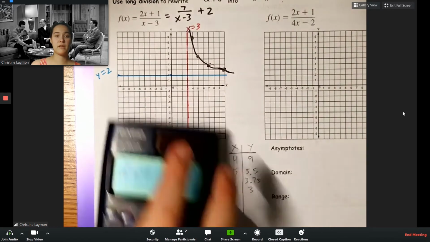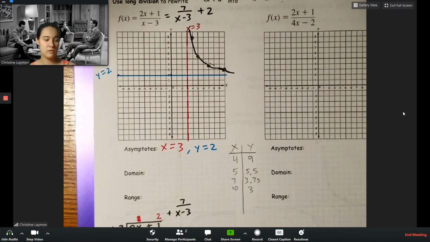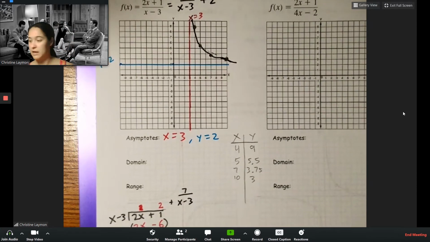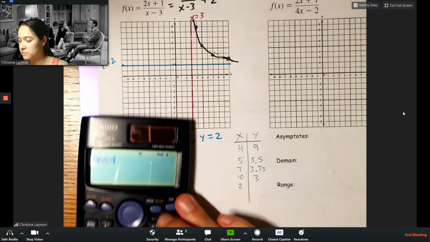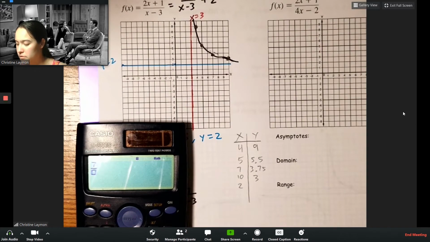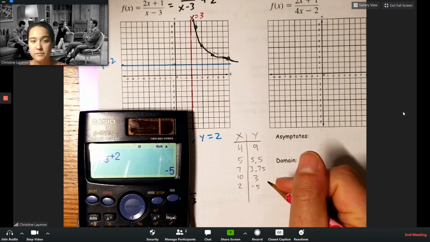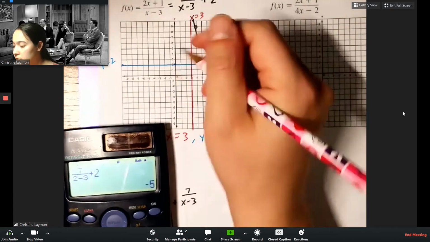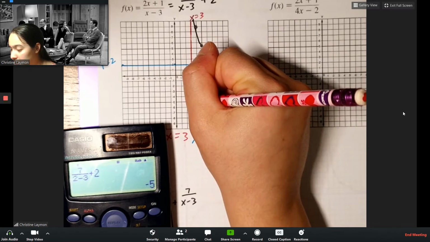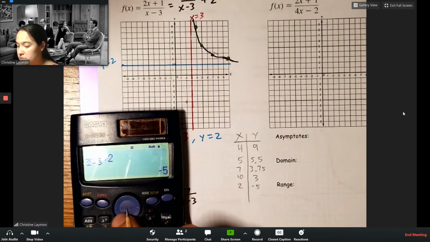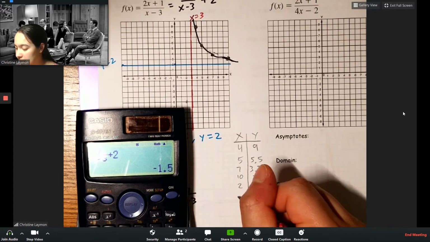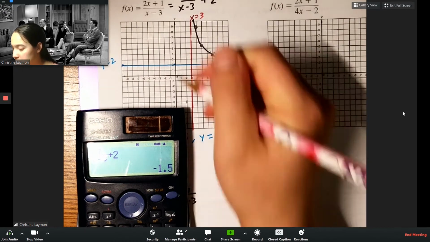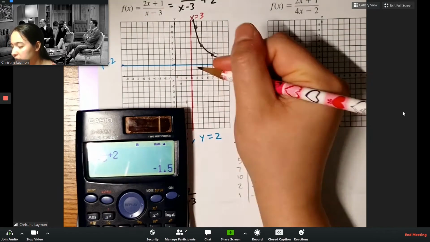Okay, let's go ahead and do the other side. So let's go ahead and plug in 2. Coming back through here, 7 over 2 minus 3 plus 2, and I get negative 5. Again, I plugged in a 2, so (2, negative 5). Let's go ahead and plug in a 1. I get negative 1.5. So (1, negative 1.5).